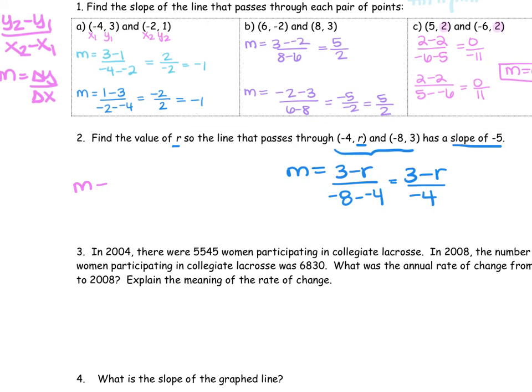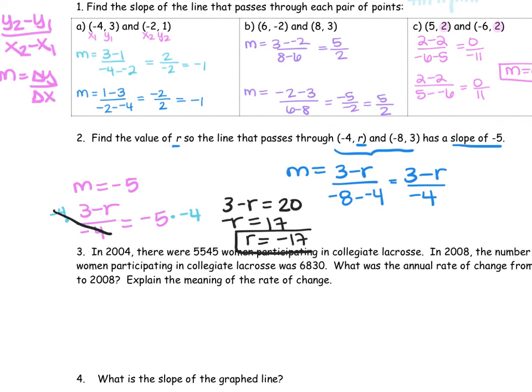If I need the slope to be -5, then I'm going to set that fraction, that ratio, equal to -5. And to solve this, you're going to multiply both sides by -4. That cancels the -4 in this fraction. And you're left with 3 minus r equals +20. If you subtract 3 from both sides, that tells you that -r is equal to 17. So r is equal to -17.